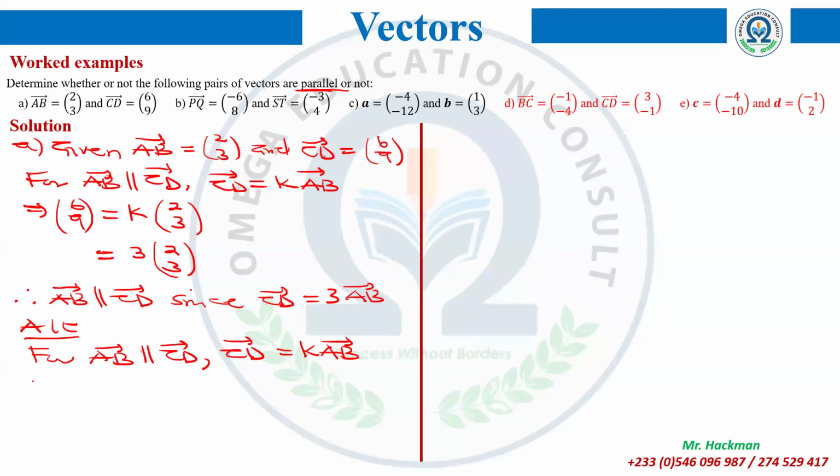So what do we do? I'll write, this implies that, what is my vector AB? Sorry, CD. CD is 6, 9. So this implies that the vector 6, 9 will be equal to, I will still use my K, then my vector AB. AB is 2, 3. My professors, I hope you are following.